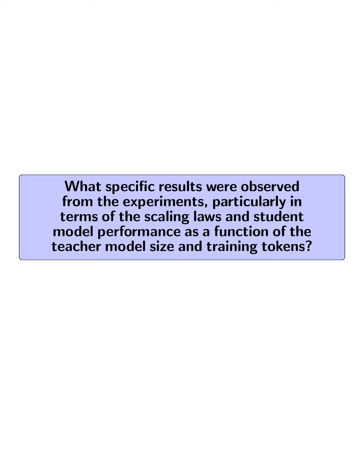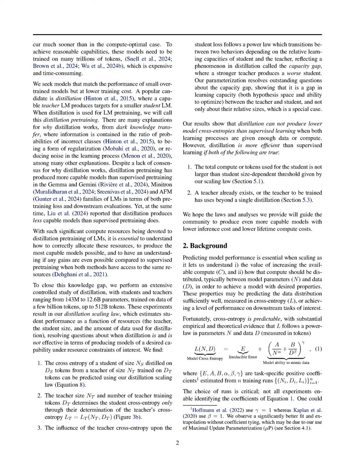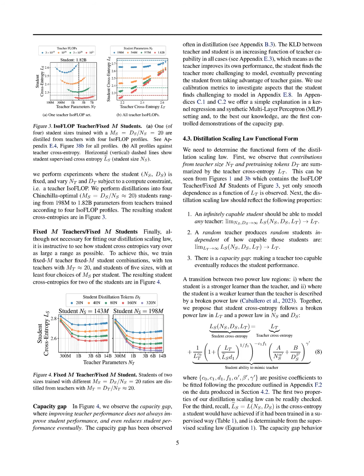What specific results were observed from the experiments, particularly in terms of the scaling laws and student model performance as a function of the teacher model size and training tokens? The experiments revealed that the performance of student models, as measured by cross-entropy, is significantly influenced by the size of the teacher model and the number of training tokens used for the teacher. Specifically, the distillation scaling law indicates that the student cross-entropy can be predicted based on the teacher's cross-entropy, which is determined by the teacher's size and the number of tokens it was trained on.